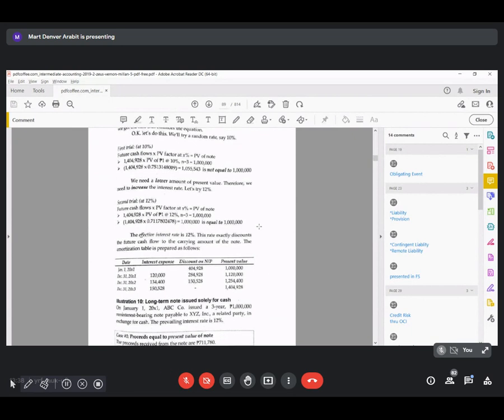So, since available na yung effective interest rate na 12%, then pwede na natin siyang gawa ng amortization table, which is correct kasi nagtali siya dun sa 1 million niya. Ito.